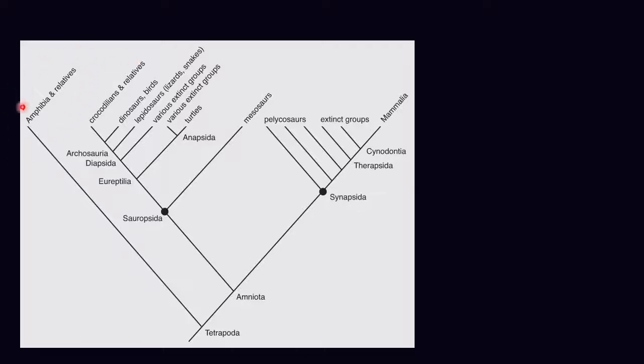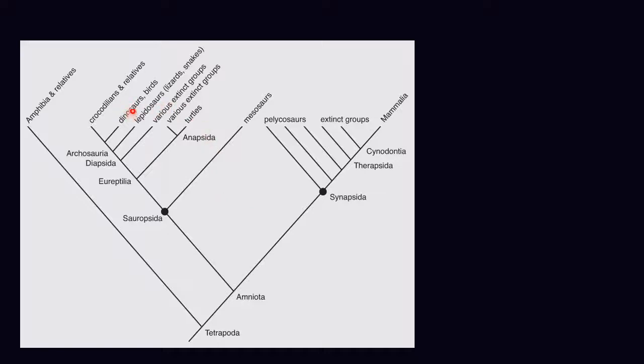See, we have amphibians here, and here we have the reptiles that here are called Sauropsida. It's kind of a more scientific name, but you can think Sauropsida basically means reptilia, kind of. And then we have Synapsida. Synapsida is a group that is mammals.